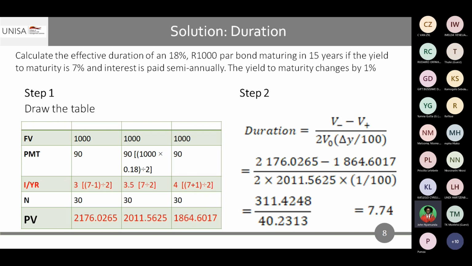I give up so quickly. Is Mr. Matsuma there? Yeah, he's there. You can explain the change in yield, because otherwise if people are stuck there, then the convexity, they won't be able to solve it. Over to you, Mr. Matsuma.